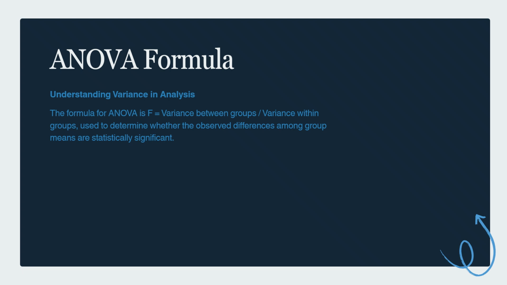ANOVA formula. Understanding variance and analysis. The F-test in ANOVA is calculated using this formula: F equals variance between groups divided by variance within groups. If the between groups variance is much higher than the within group variance, it means the groups are significantly different. If F is smaller, it means the groups are similar. The larger the F value, the stronger the evidence against the null hypothesis.